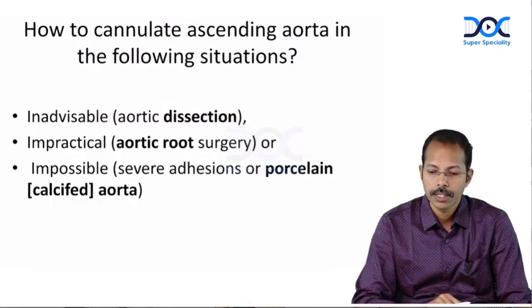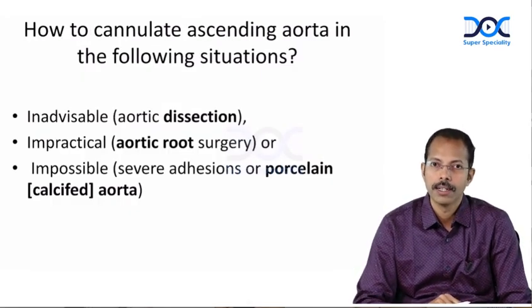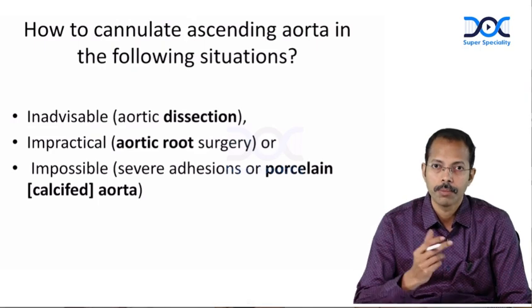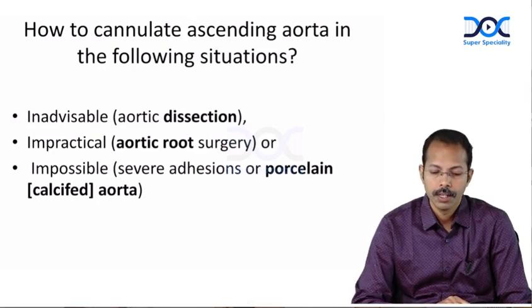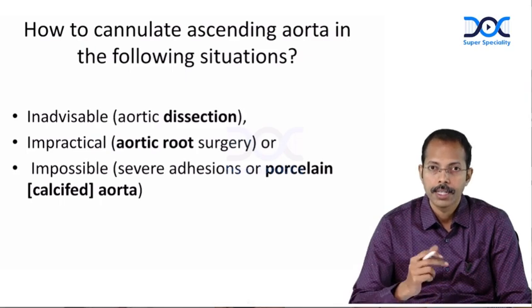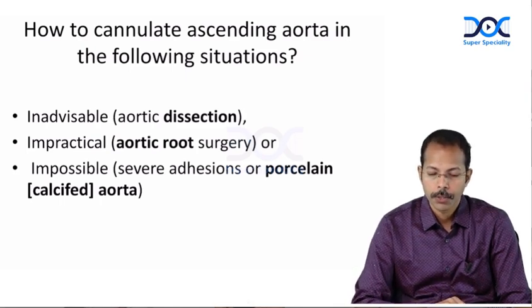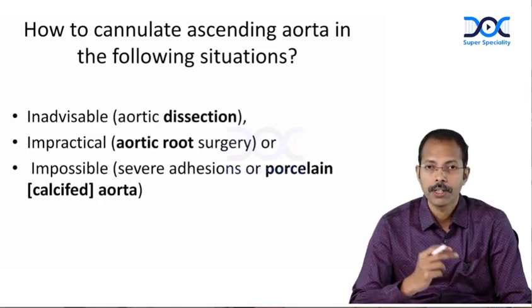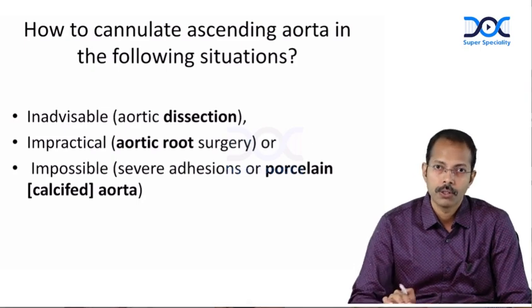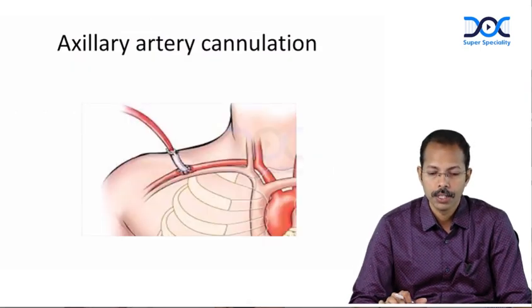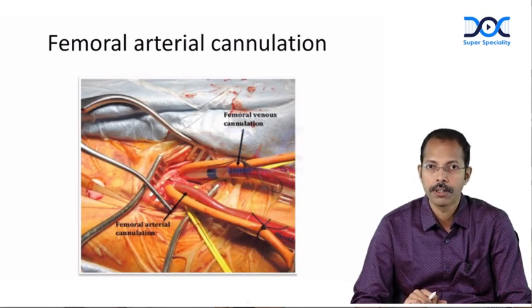So how to cannulate the ascending aorta in the following situations when it is inadvisable? Suppose the patient is having aortic dissection. It is impractical in some conditions. Suppose the patient is planning for aortic root surgery, and in some conditions it may be impossible, like severe adhesions with the chest wall, or the patient is having a porcelain or calcified aorta. It will be very difficult to cannulate in those conditions. So how can we cannulate? We can go for an axillary artery cannulation. We can go for a femoral artery cannulation.